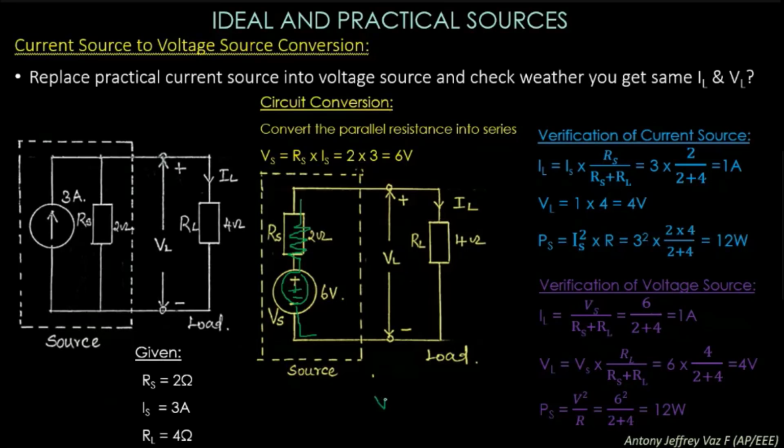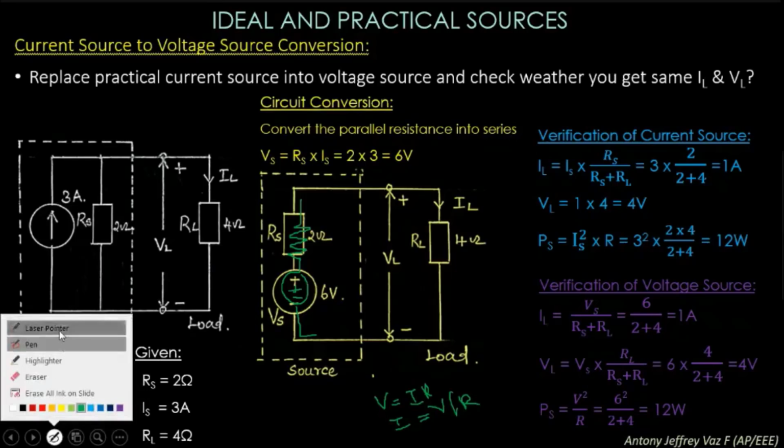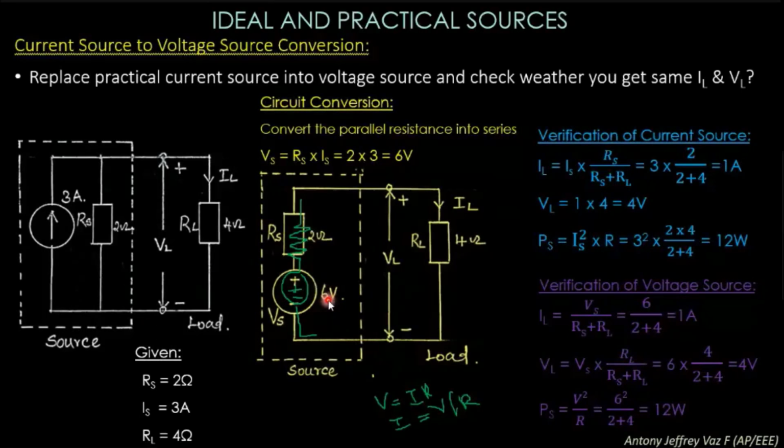Okay, we know V is equal to I into R. Then I is equal to V divided by R. Here the V is nothing but 6 volt. There is no problem. V is directly given as 6 volt. Next, we need to know the resistance R.